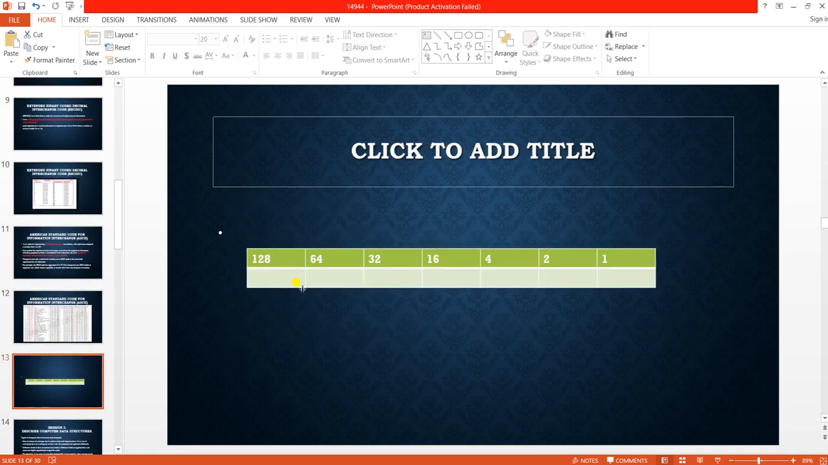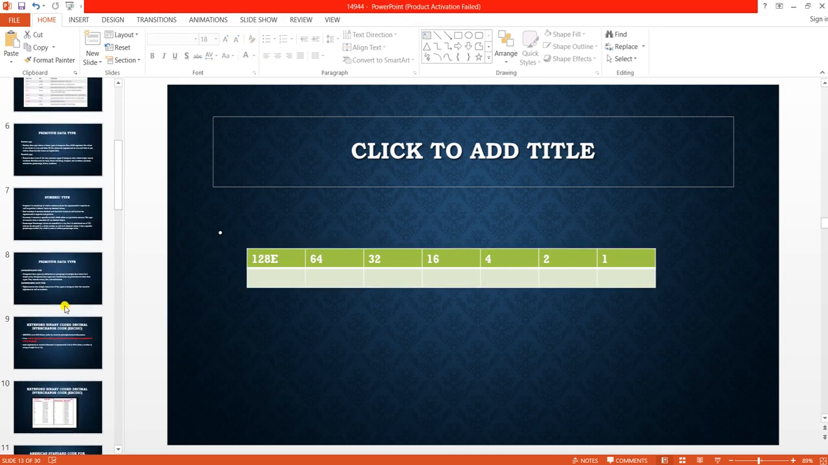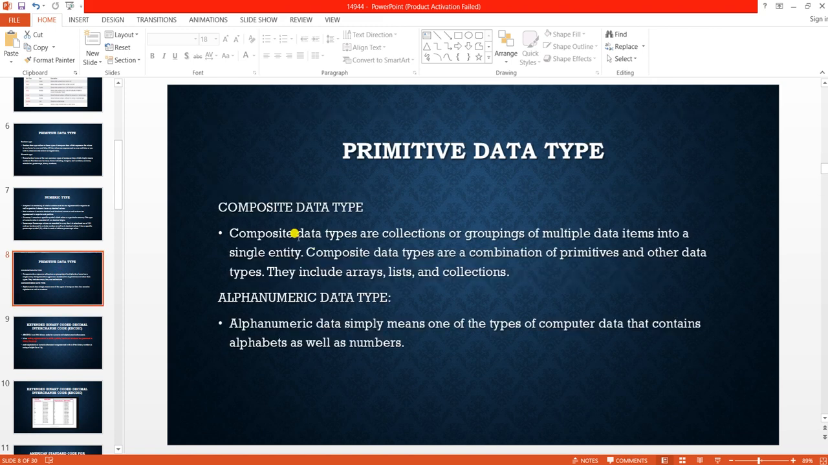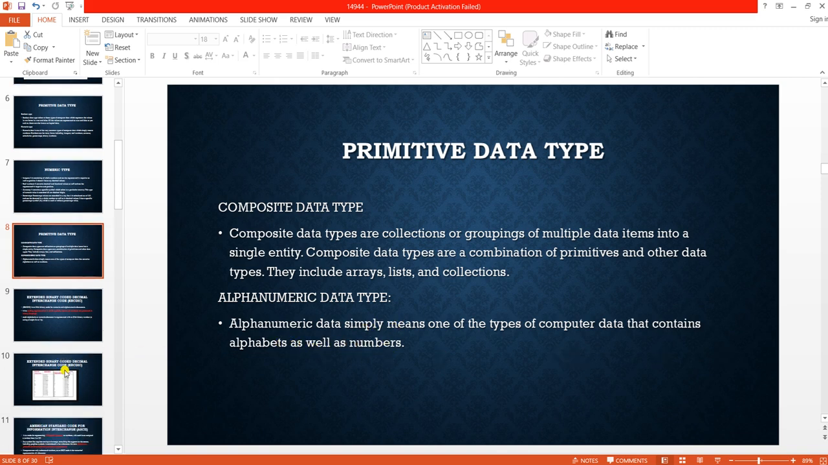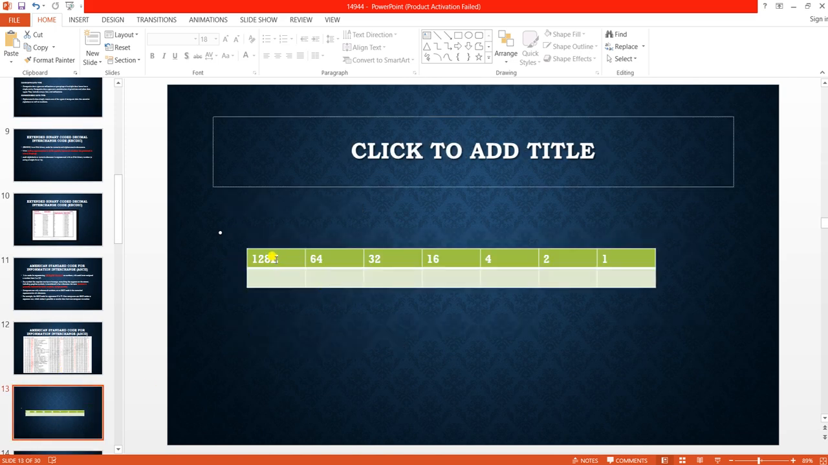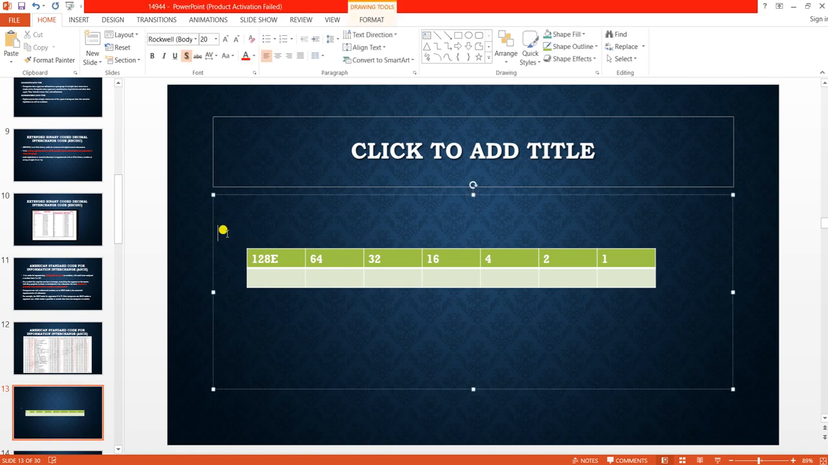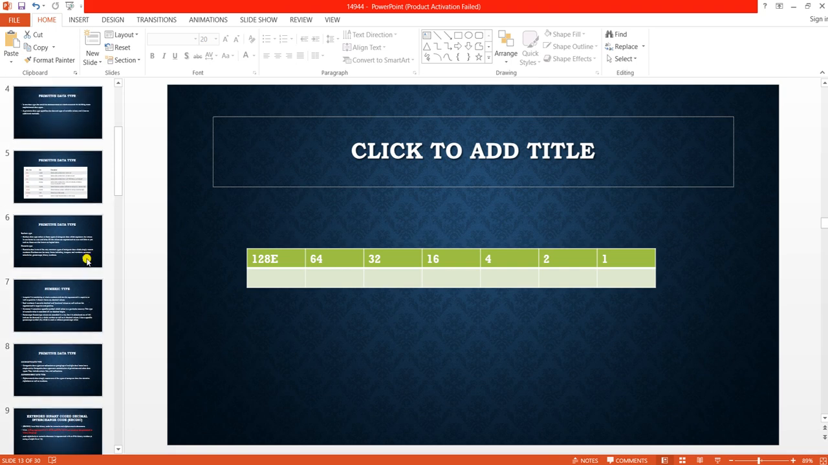For instance, on slide 13, as you can see, you've got your decimal kind of numbers. Let's say, for instance, we include an E. This is more of grouping your data types, because it consists of your letters and your decimal number. So that's what they mean in terms of your composite data type. And also an alphanumeric data type contains alphabets as well as numbers. As you can see on slide 13, these contain alphabets and numeric numbers. So that is more of your alphanumeric.